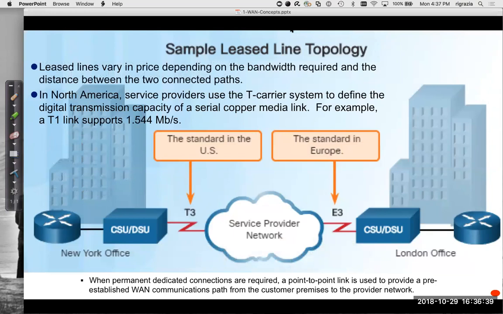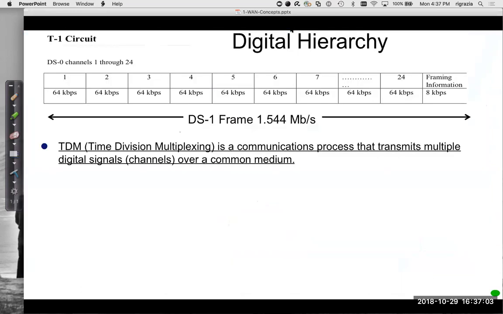I've mentioned this before. At a place I once worked, we had multiple T1 connections to our internet service provider, and we were paying almost $1,500 a month per T1 connection. So especially now, it's a lot less expensive, and we'll see that there are a lot better options than T1.